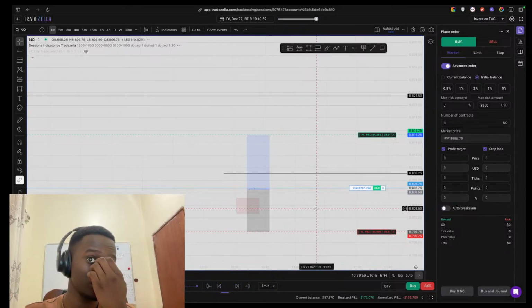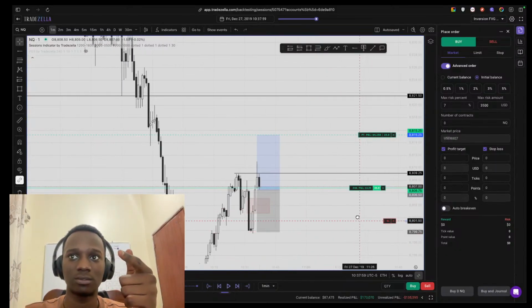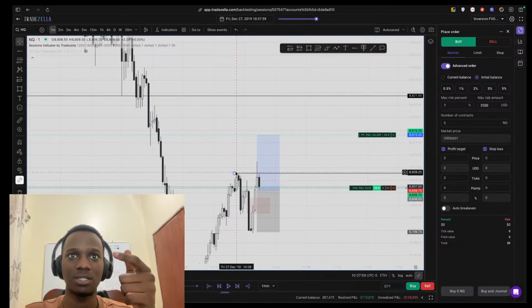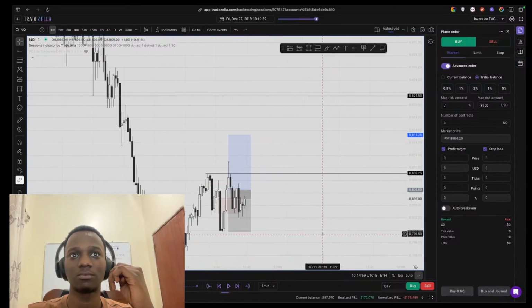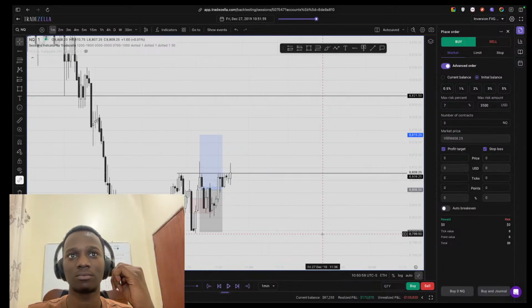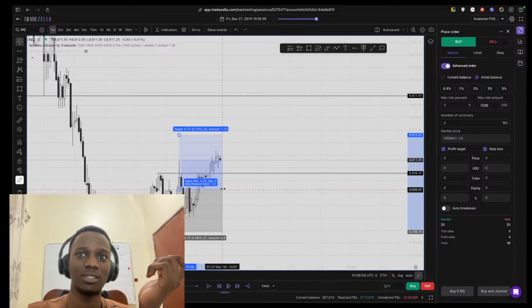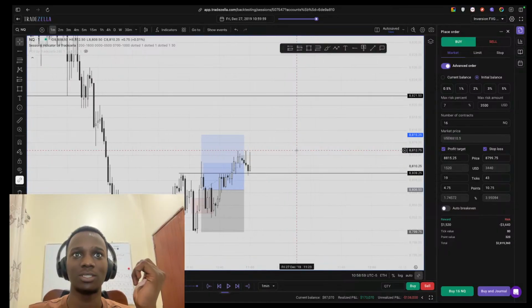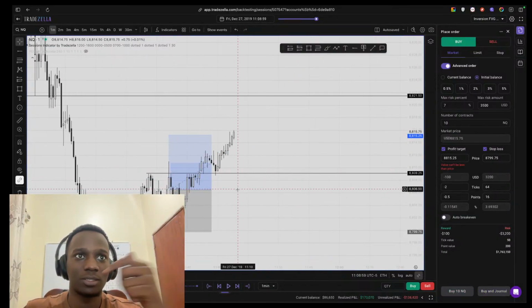I should have moved to break even at this high here, because this high here was taken, and it closed at break even. You can see it ends up breaking higher and pushing towards take profit anyways, but it wasn't worth this consolidation here.